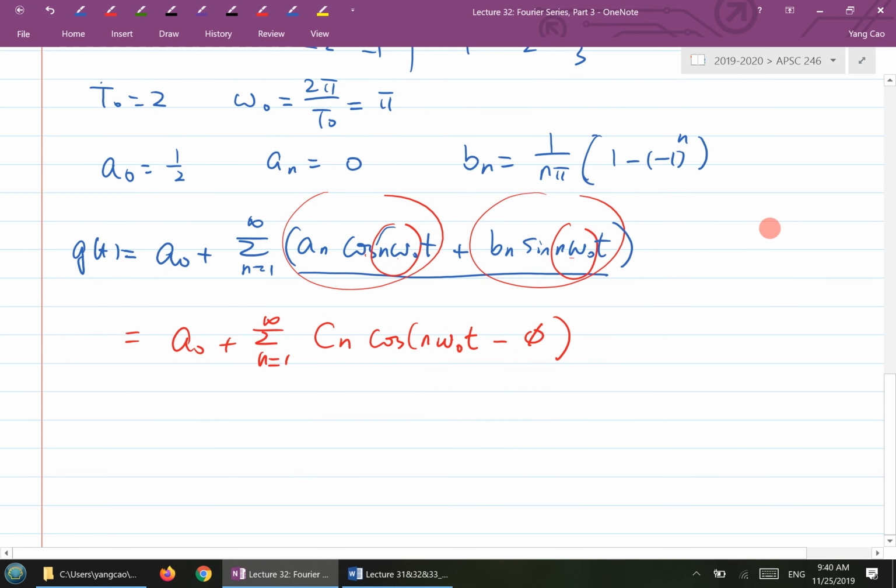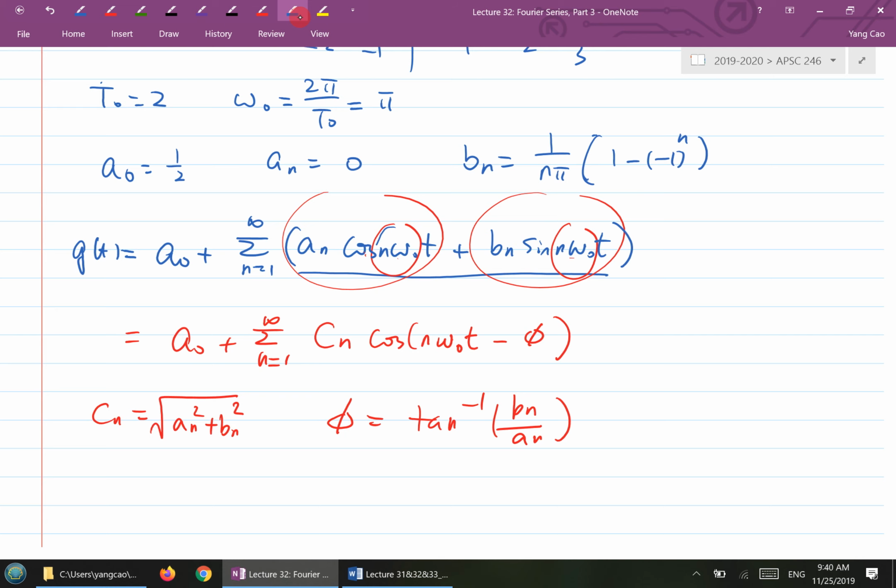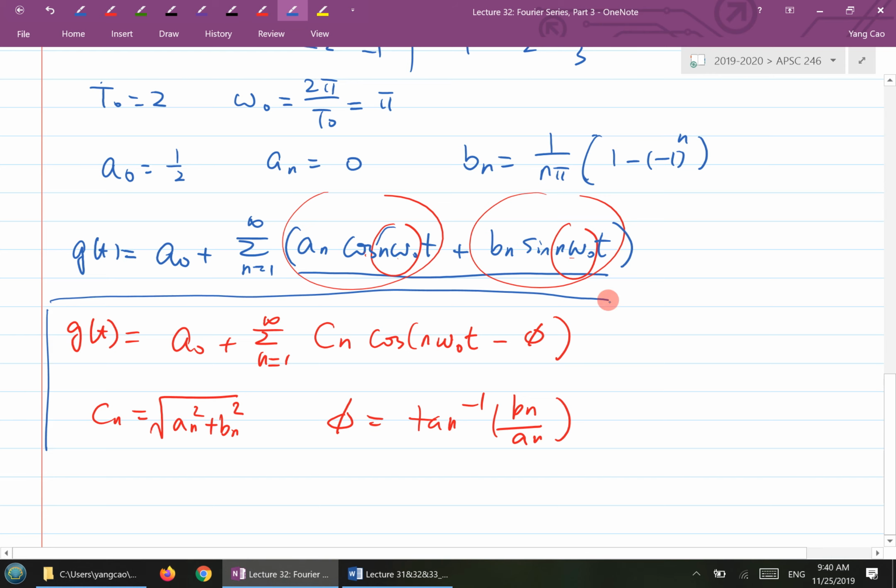And Cn here is equal to the square root of an squared plus bn squared. This phi angle here is inverse tan of bn over an. So overall, basically, my Fourier series formula can be written in an alternative format, which is this format.